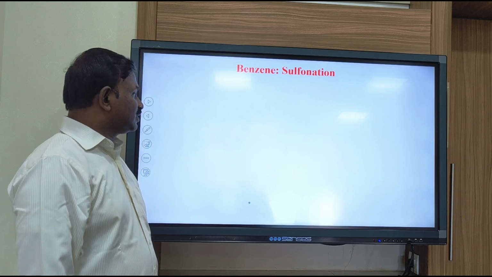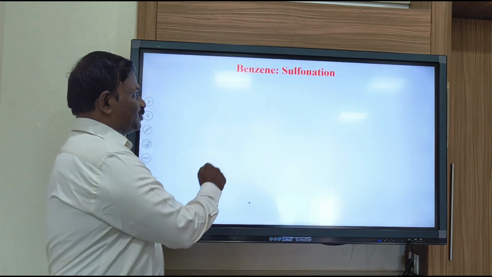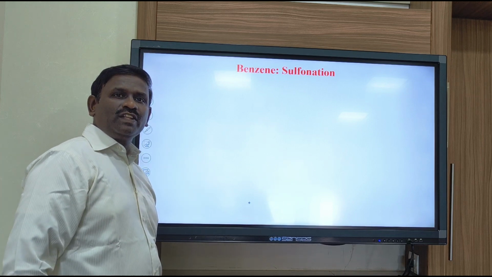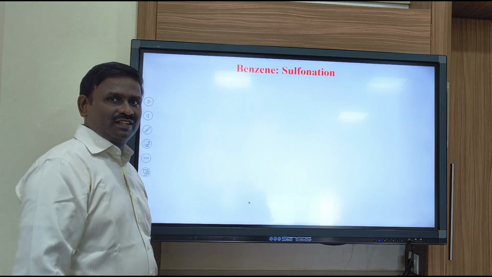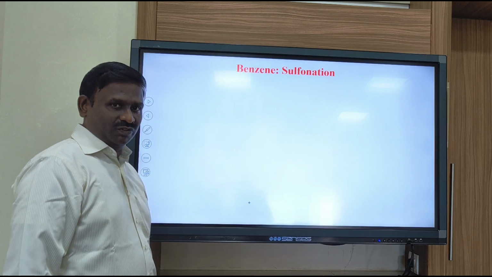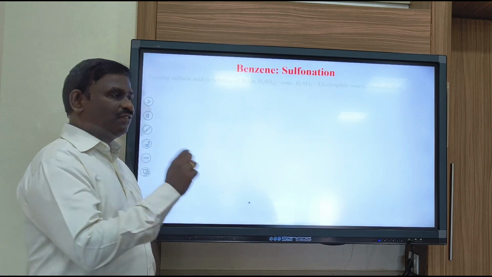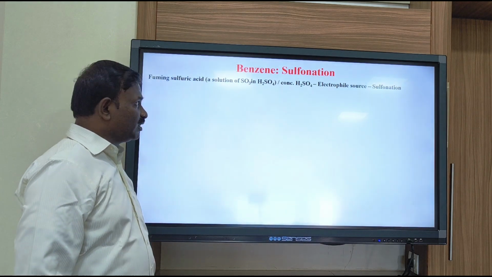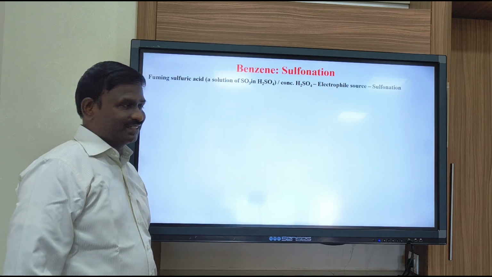As we know, sulfonation is another example of an electrophilic substitution reaction. In the case of nitration, the nitronium ion is the electrophile formed. In sulfonation, the sulfonium ion is the electrophile utilized. The source of this electrophile is either fuming sulfuric acid or concentrated sulfuric acid.